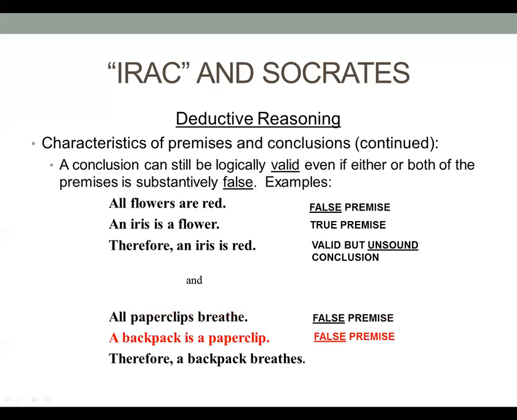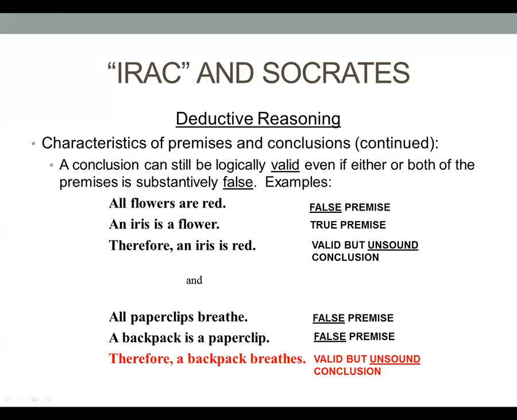Now, what about the second premise? A backpack is a paperclip. Well, that's also a false premise. Backpacks are not paper clips. They are two separate things. They're two totally different things, although a backpack can contain a paper clip. So we have two false premises. Now our conclusion, therefore a backpack breathes, is a logical conclusion from those two false premises.